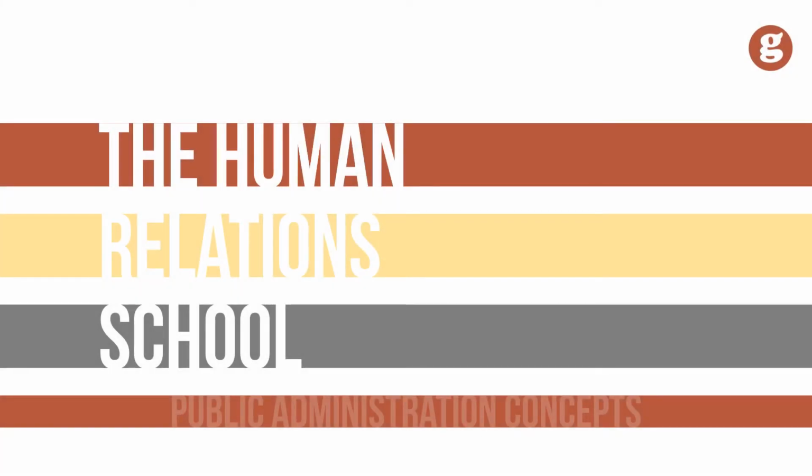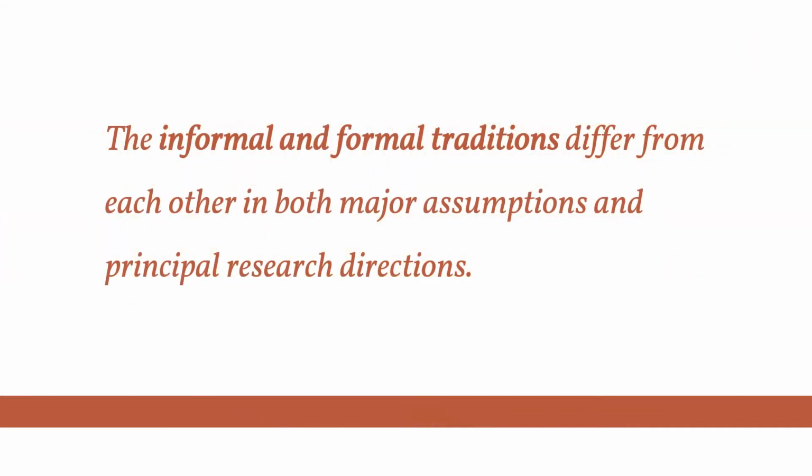Let's take a look at the human relations school. Informal and formal traditions differ from each other in both major assumptions and principal research directions. Formal theories assumed that workers were motivated to maximize their economic gains. Informal theories consider non-economic needs as well.